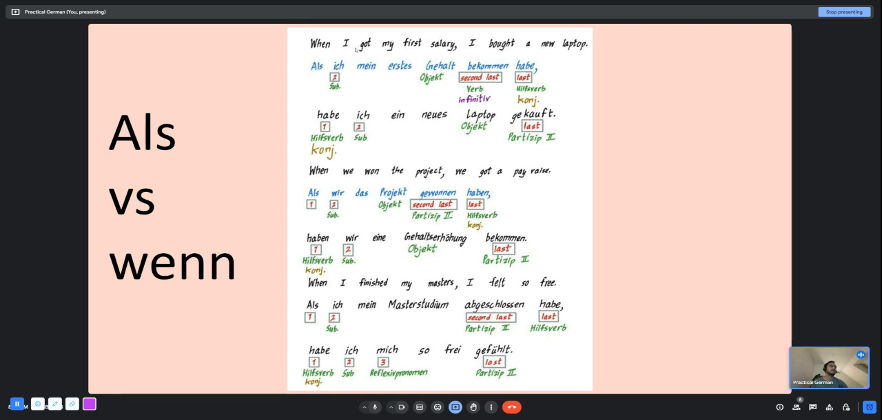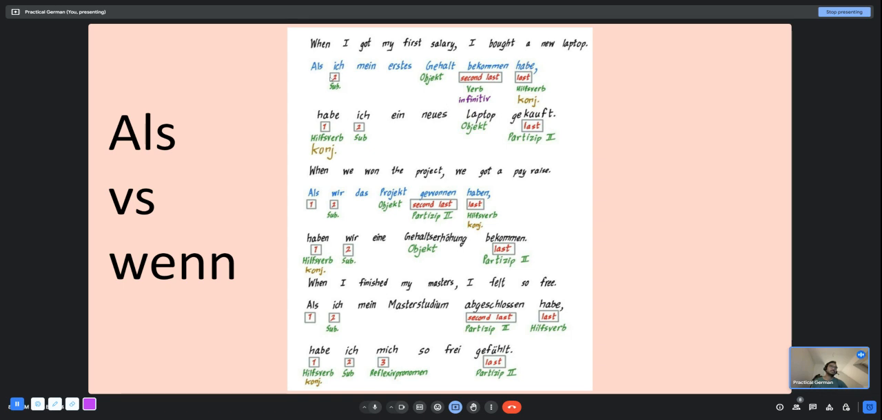If I only say I got my first salary, then I will say ich habe mein erstes Gehalt bekommen. But because you are using als, and you can think of als as affecting the sentence structure. When you use als, the conjugated verb gets pushed to the last position, right?